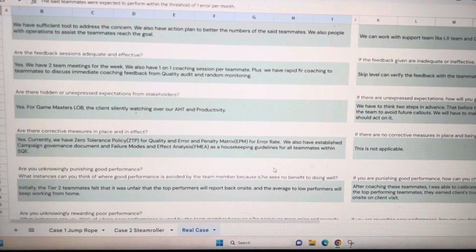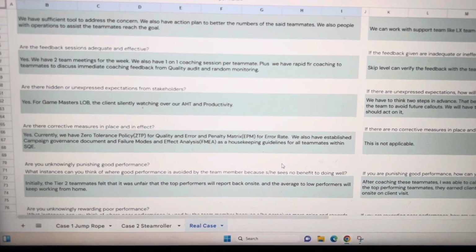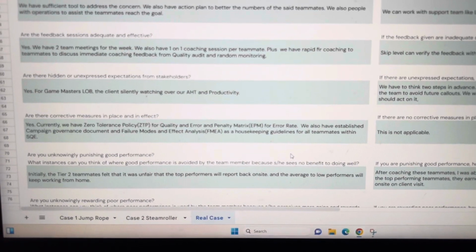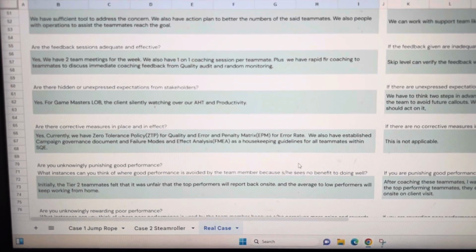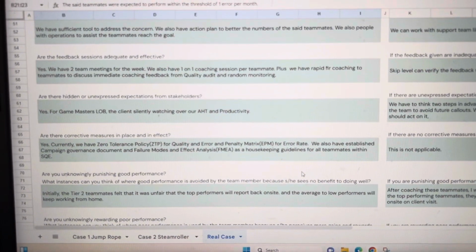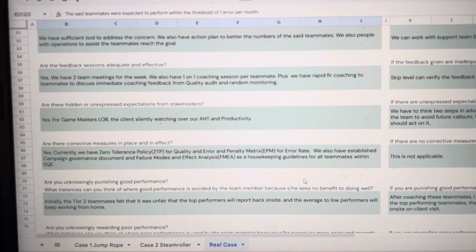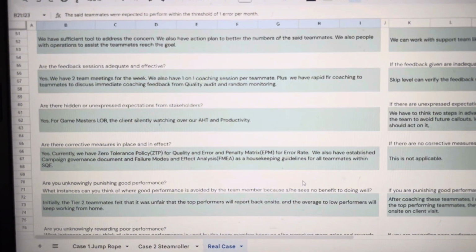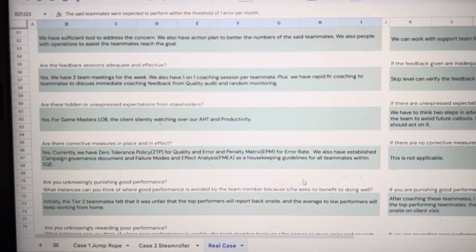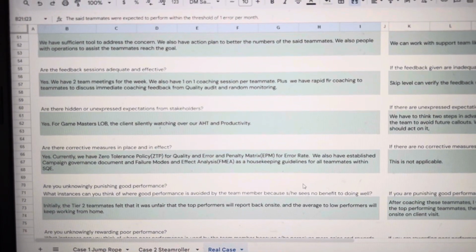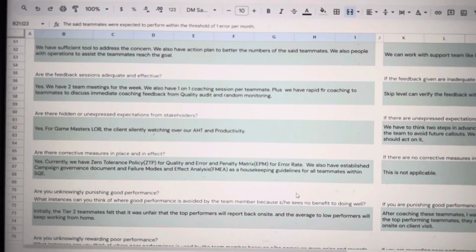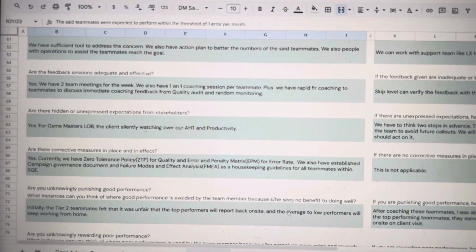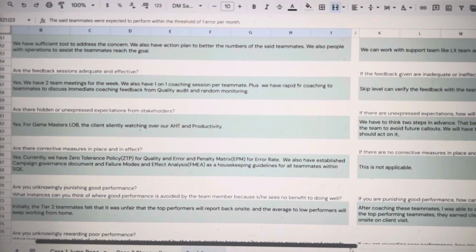Okay, so we will continue with, are the feedback sessions adequate and effective? Yes, we have two team meetings every week. We also have one-on-one weekly coaching sessions per teammate, plus we have rapid fire coaching to teammates to discuss immediate coaching feedback from quality audit or random monitoring.